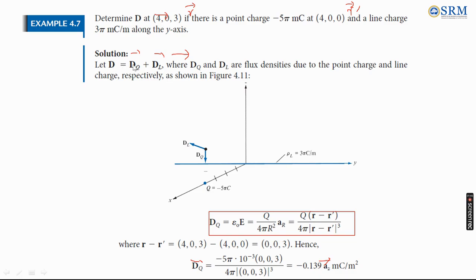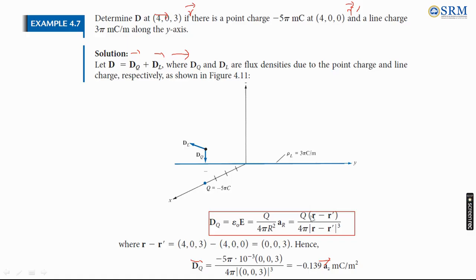So the total electric flux density is a vector sum of the point charge and line charge contributions, right? We already know the formula for the point charge. It is epsilon naught E, that is equal to Q divided by 4 pi epsilon naught r square. The epsilon naught cancels, and we arrive at this expression.